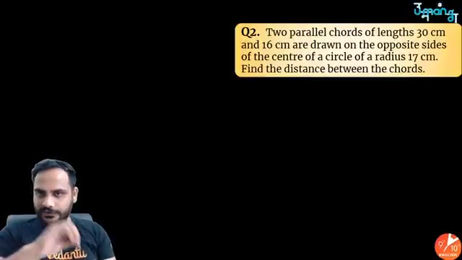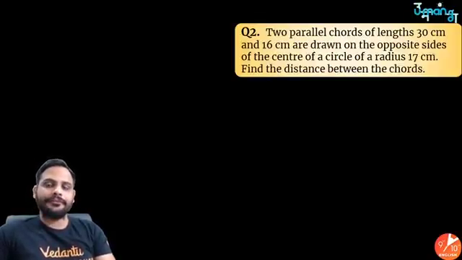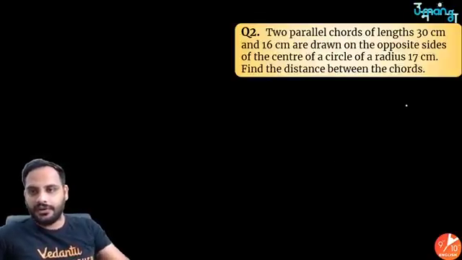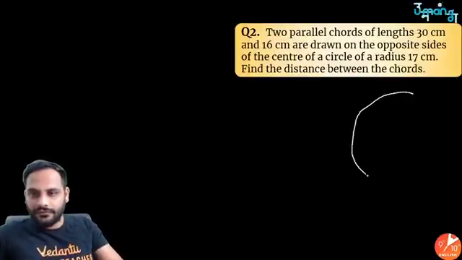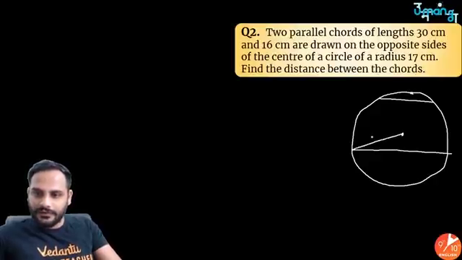Now look at what the next question is saying. Two parallel chords of length 30 centimeter and 16 centimeter are drawn on the opposite sides of the center of a circle of radius 17 centimeter. Find the distance between the chords. Okay, so we have a circle over here like this. One chord is of length 30 centimeter, one chord is of length 16 centimeter. Let's say this is the center, and the radius is given as 17.